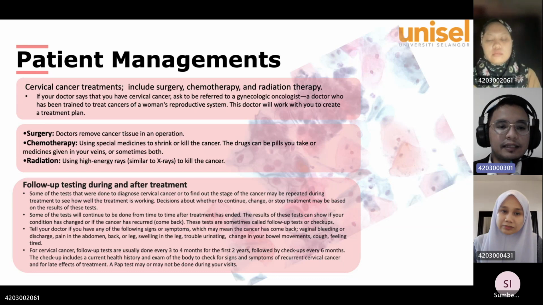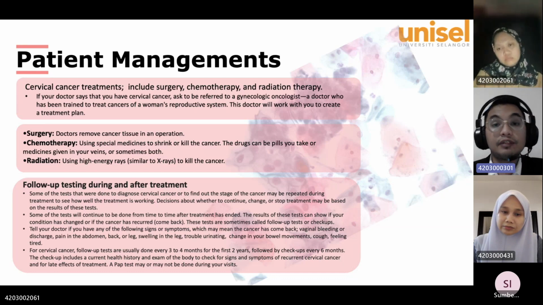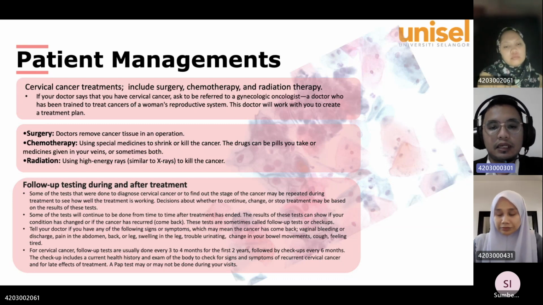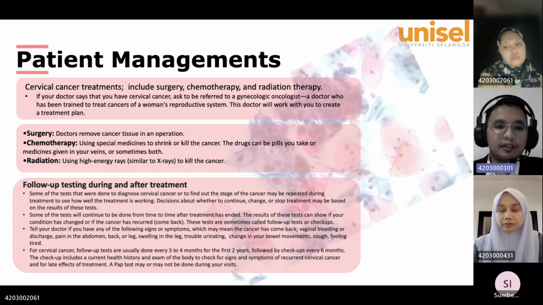So for cervical cancer, follow-up tests are usually done every 3 to 4 months for the first 2 years, followed by a checkup every 6 months. The checkup includes a current health history and exam of the body to check for signs and symptoms of recurrent cervical cancer and for late effects of the treatment. PET test may or may not be done during your visits. So these are several types of patient management that we can apply to the patients.